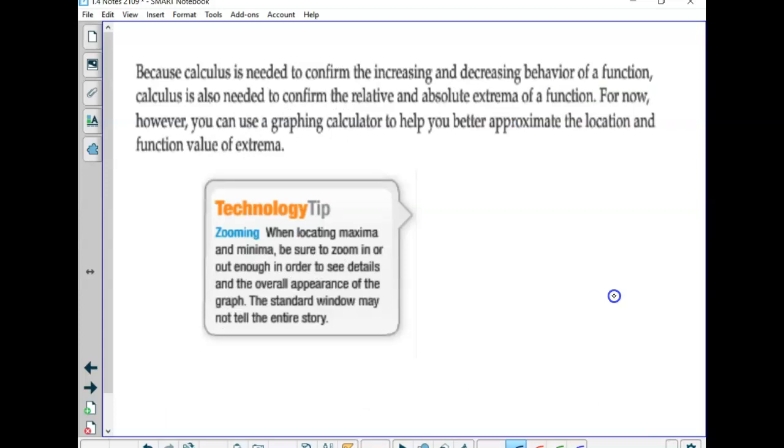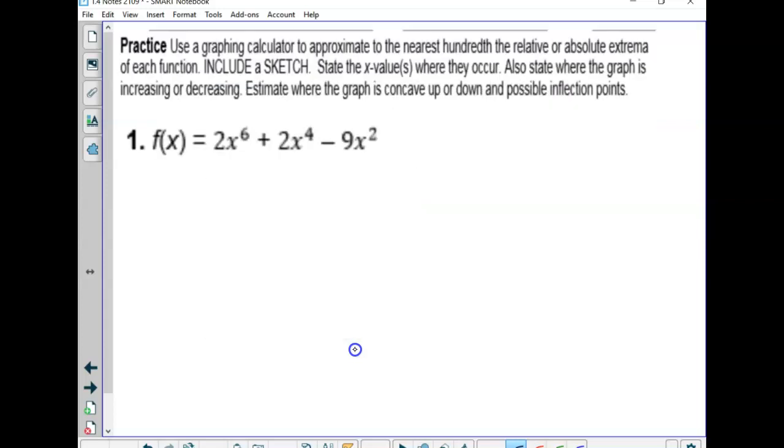Calculus is needed to confirm increasing and decreasing. It's also needed to confirm relative and absolute extrema. For now, you're just going to use your graphing calculator. This little hint, though, just says be real careful. Be sure you zoom in or out enough to make sure that you're seeing the whole graph and the whole story of the graph at a point. Okay. So here we go.